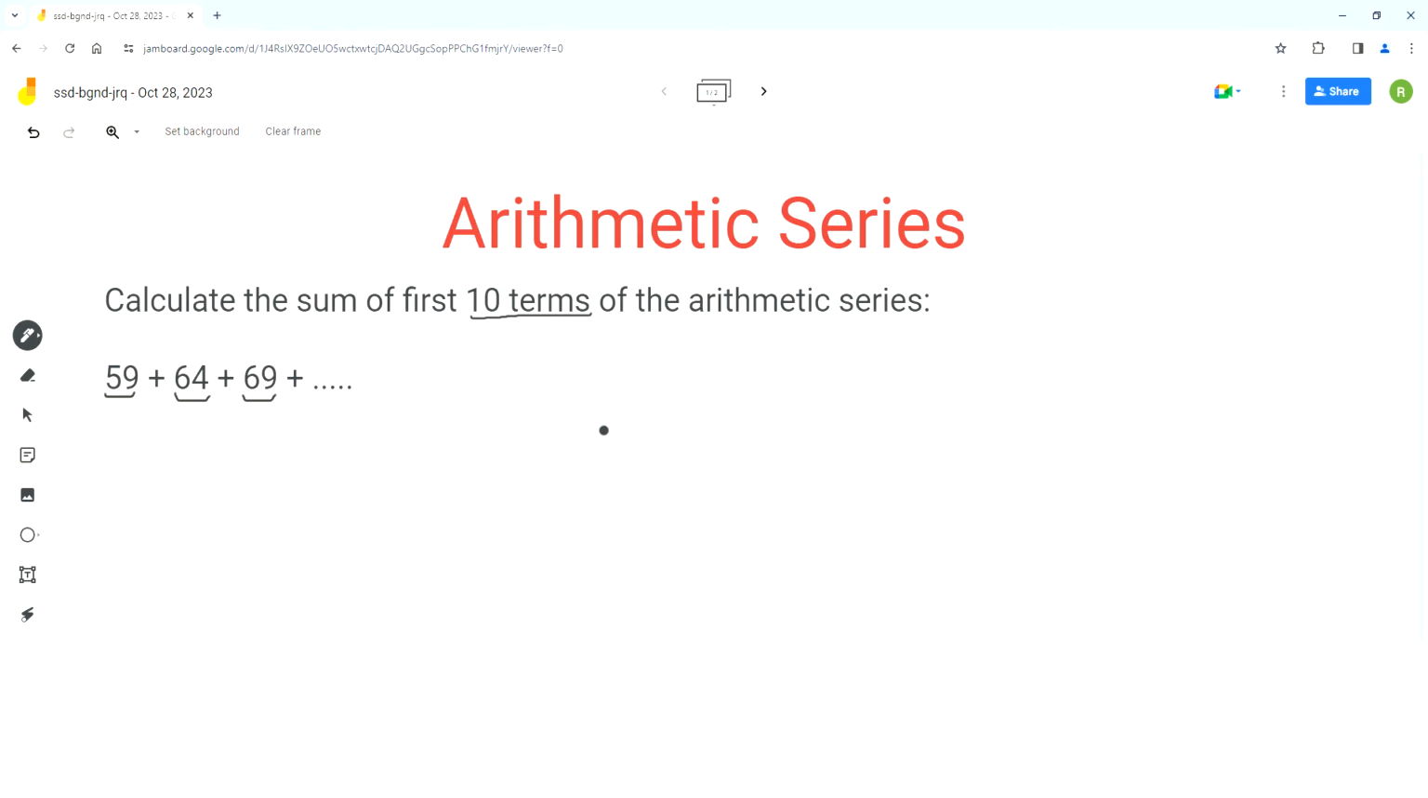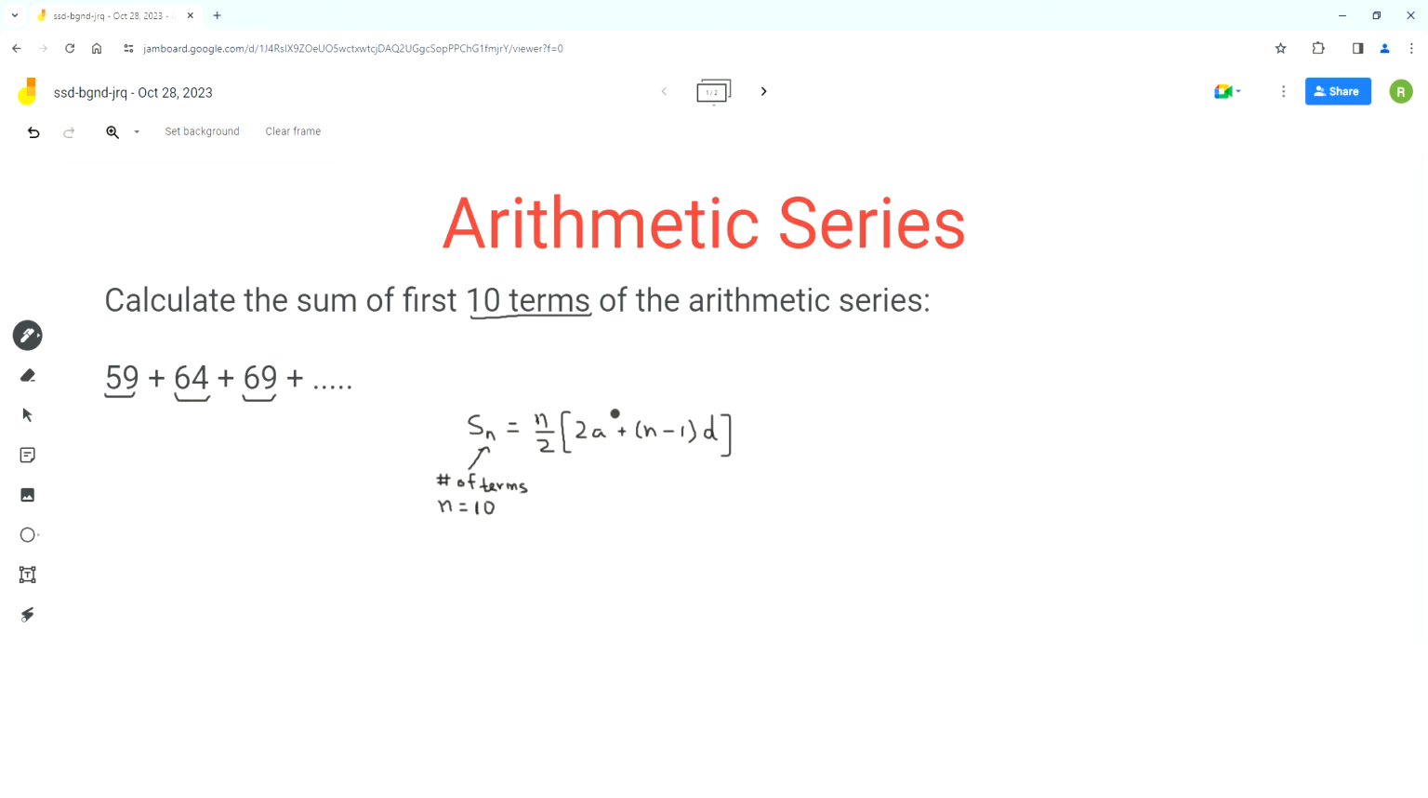So for this, we'll have to use a formula for the sum of an arithmetic series. So the formula is Sn equals n over 2 and then the braces 2 times a plus then the parentheses n minus 1 and d, and then we close the brackets. Now in this formula, n represents the number of terms we want to add, and in this problem we want to add the first 10 terms. So therefore n is equal to 10.